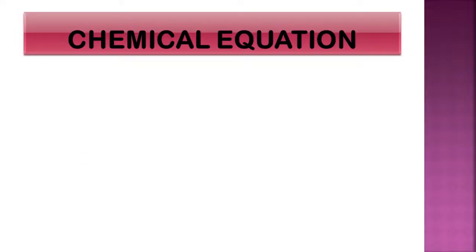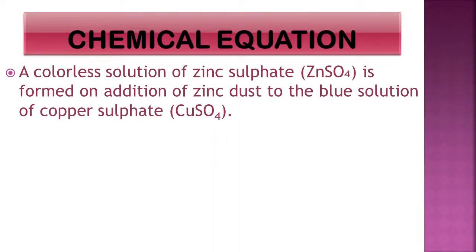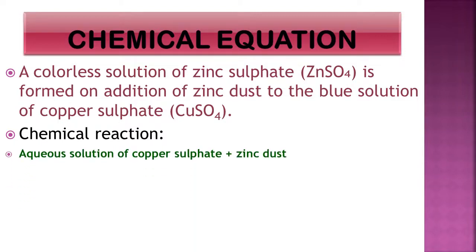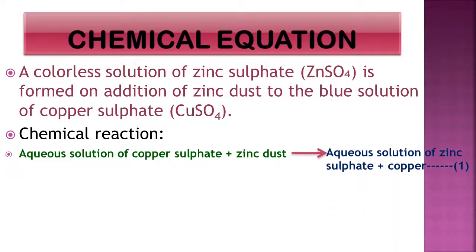Alright, now let's understand the chemical equation by taking an example. Here a colorless solution of zinc sulfate, whose molecular formula is ZnSO4, is formed on addition of zinc dust to the blue solution of copper sulfate, that is CuSO4. The chemical reaction of this phenomenon can be written like this: aqueous solution of copper sulfate, with addition of zinc dust, gives us a new product, an aqueous solution of zinc sulfate and copper.